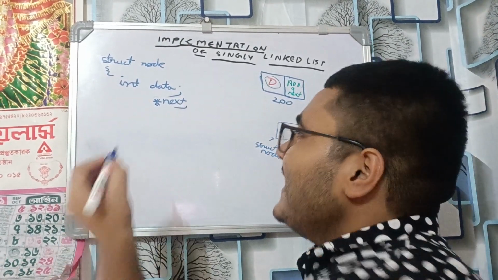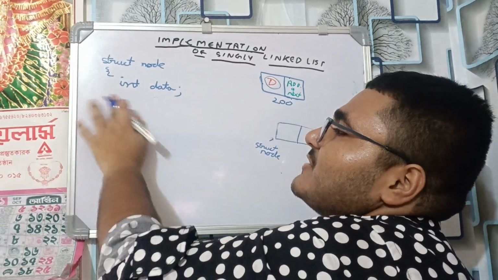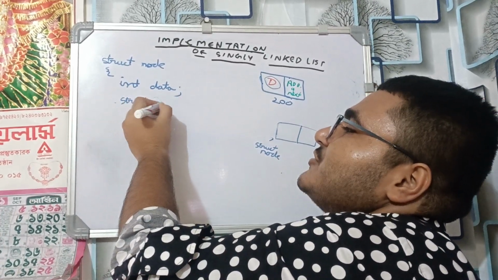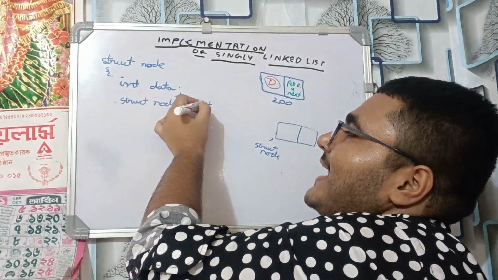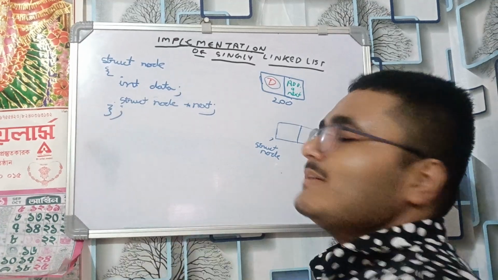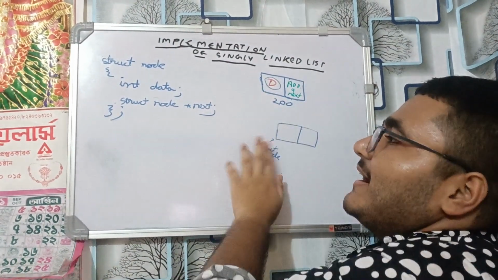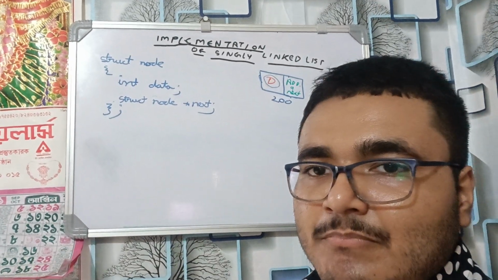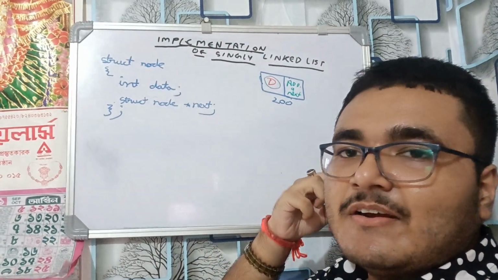Struct node only, right. It has to be struct node. So it is struct node, and then it is of pointer type because it is storing an address, and next. That's all about the template. So I have created a template like this. Yes or no? So this is the template I have created.